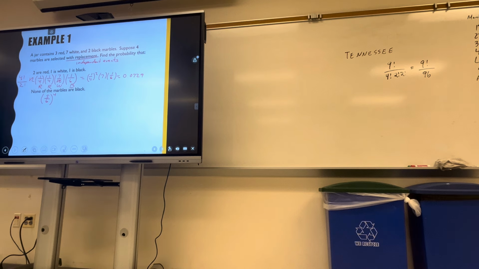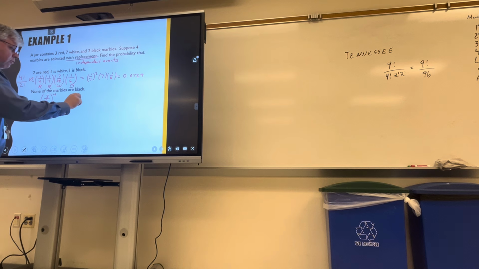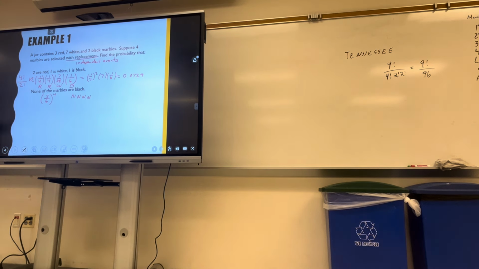Now, do I have to worry about order here? No, why not? Because they're all not black. Right, it's like how many ways can you rearrange that? Right, there's only one order. So 5/6 to the fourth, that is your answer. Does that make sense?